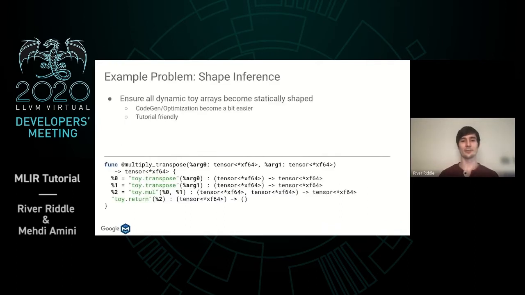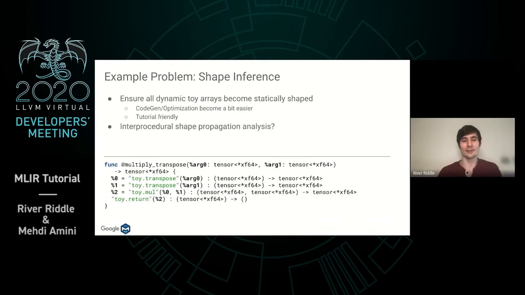So let's look at an example transformation problem that we might have in Toy. And we'll use this to frame how traits and interfaces are used. The problem is a bit fake for the tutorial sense, but it's an important one. So, shape inference. If we look at our generic functions in Toy represented in MLIR, all of the Toy arrays or tensors are dynamically shaped, but we want to make them statically shaped. It'll make some codegen and optimization a bit easier. It's also tutorial friendly to codegen static shapes versus dynamic shapes.